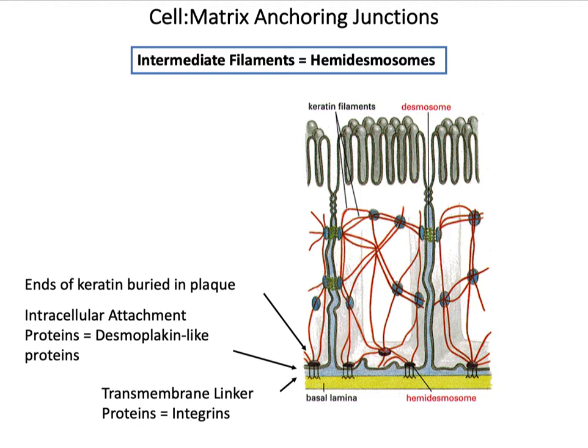When cells interact with the matrix through intermediate filaments, the anchoring junctions are known as hemidesmosomes. In this case, the transmembrane linker protein is integrin, just like for focal contacts, and the intracellular attachment proteins are related to desmoplakin. They are very similar, homologous to the desmoplakin that we just saw in desmosomes. So they are desmoplakin-like proteins. And here you can see the ends of the intermediate filament that are buried into the plaque protein.